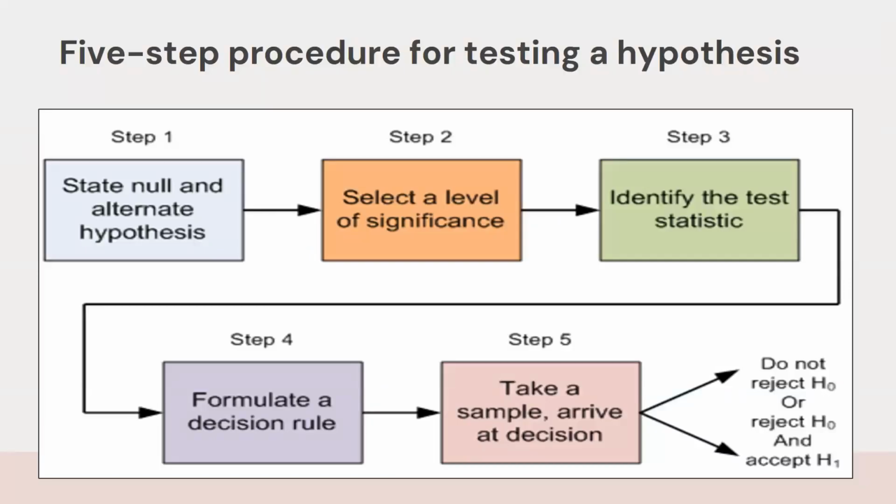And then here, 5 steps procedure for testing a hypothesis. First is state null and alternate hypothesis. And then select a level of significance, 0.05. And then identify the test statistics, kung ano yung gagamitin yung statistical test or tools. And then formulate a decision rule and then take a sample, arrive at decision if you will reject the HO or accept H1. Okay? So, there.